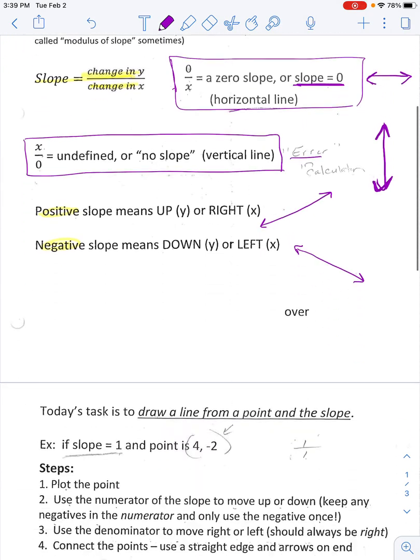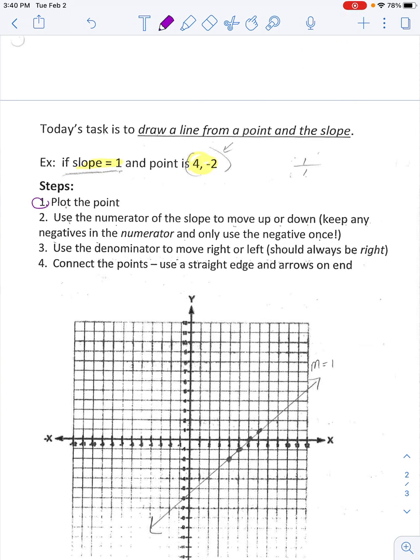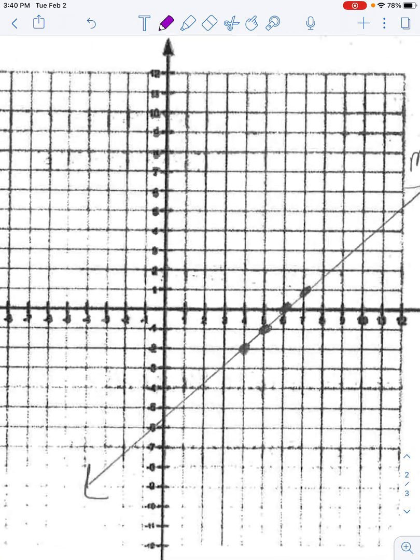Moving on. Today's task is to draw a line from a point and the slope. So it's going to give us two things: a coordinate point to plot on a coordinate plane, or an ordered pair, and then it's also going to tell us what the slope is. Here are the steps. Step 1, we're going to plot the point. So always find your ordered pair first.